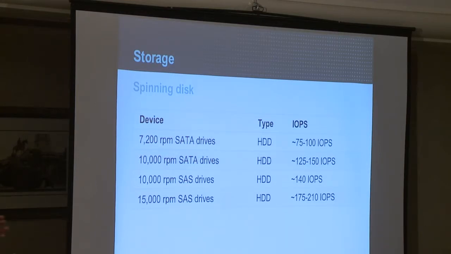10,000 RPM drives, 125 to 150. 10,000 RPM SAS drives, probably about the same, about 150. 15,000 RPM SAS drives, 175 to about 210 IOPS. And definitely these numbers vary a lot. I've seen some environments that are able to get 400 IOPS out of spinning disk, and some companies that are doing significantly under 100. Really just comes down to what that workload looks like.